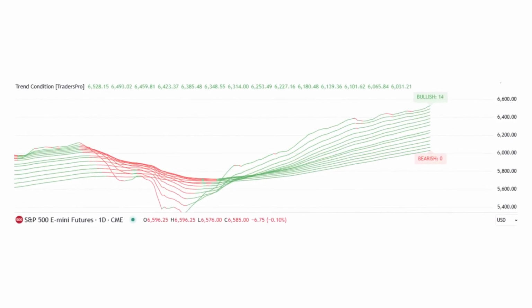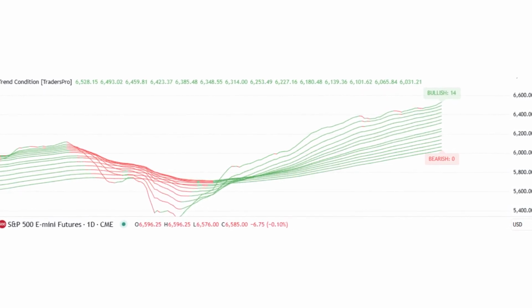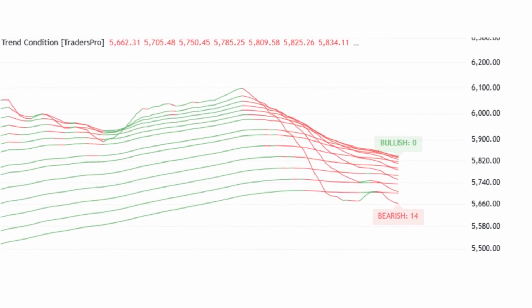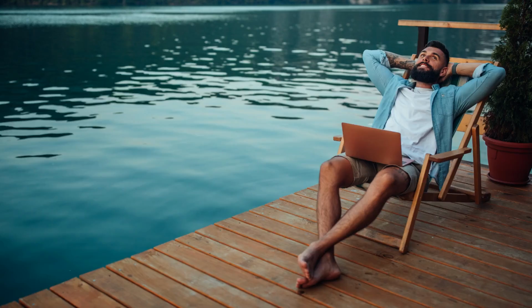That's why we track the trend condition indicator. If 8 or more of our 14 signals are bullish, we lean in. If 8 or more are bearish, we step back, take profits earlier, or sit out altogether. It's about knowing when to press and when to protect capital.